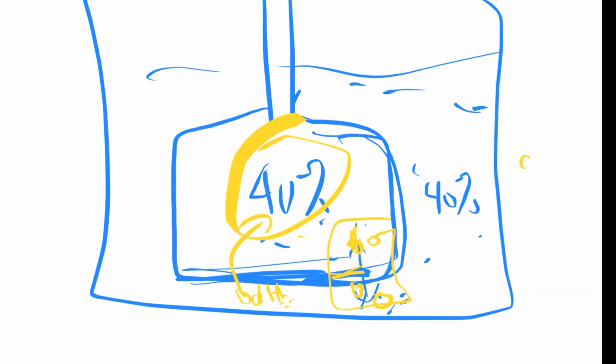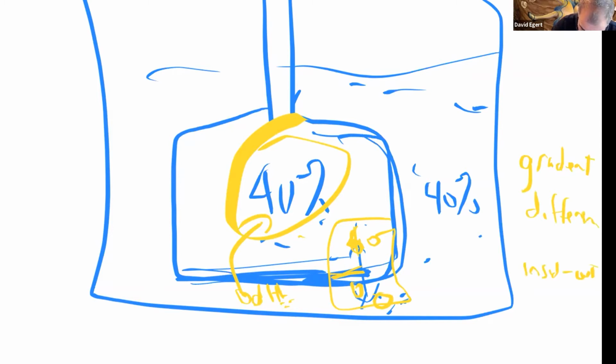Right? Okay, great. So the gradient is a difference. You have to think about inside minus outside. Outside in this case is 0, inside can be 40 or 20. So 40 minus 0 is greater than 20 minus 0. That's what I want. I want people to really think about that gradient, the difference between the inside and the outside. That difference across the membrane is what's driving osmosis.